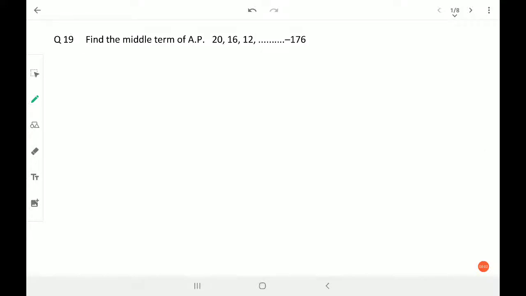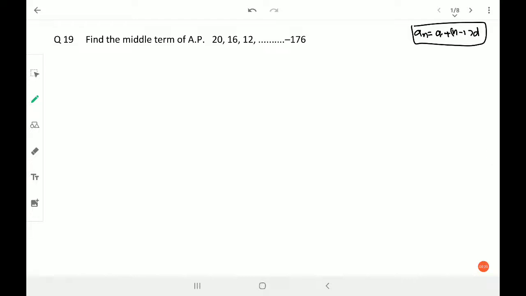Hello everyone, good morning. Welcome back to the topic AP, that is arithmetic progression. We are working on the an formula, that is a plus (n minus 1) into d, and we are solving so many questions based on this formula.